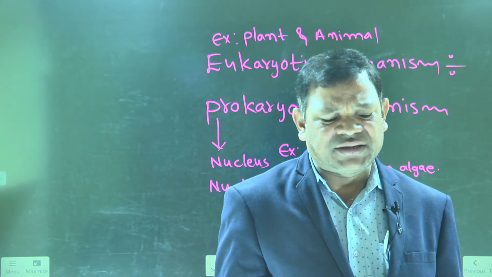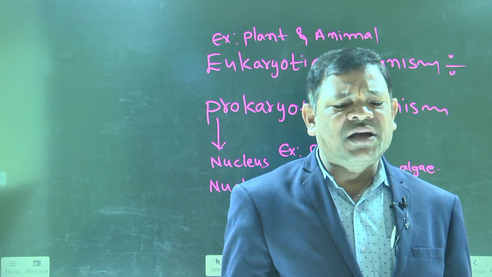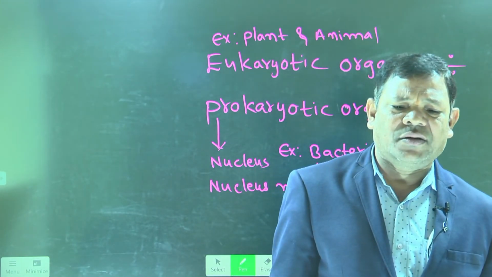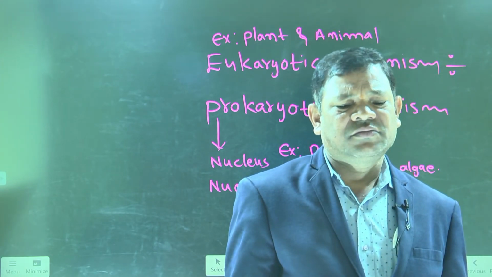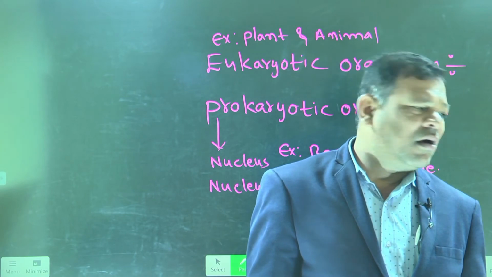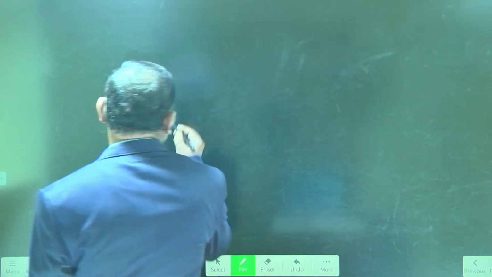Plant cell and animal cell. Next, prokaryotic organism. The animals didn't have nucleus and nucleus. Okay.